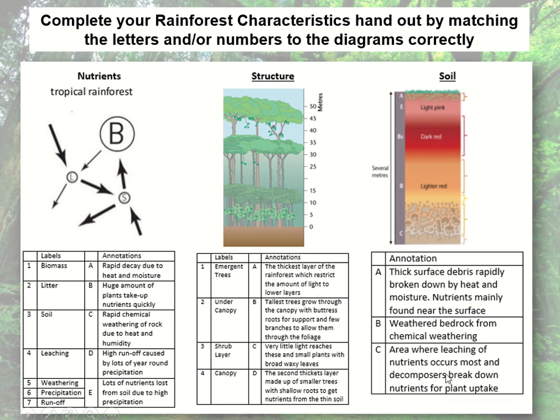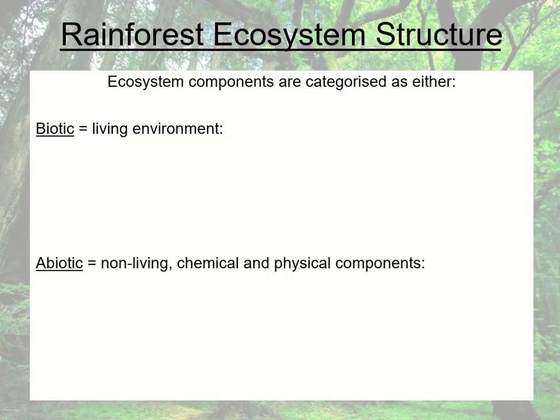And then C, where leaching and nutrients occurs most and decomposes, break down nutrients. That's just below the surface layer. Okay, so there we go. A, B, and C on those diagrams. Now we've got a really good understanding of the different kind of characteristics of rainforests, which now no year 7 in the world should know unless they're an absolute genius. Okay, right. So moving on.